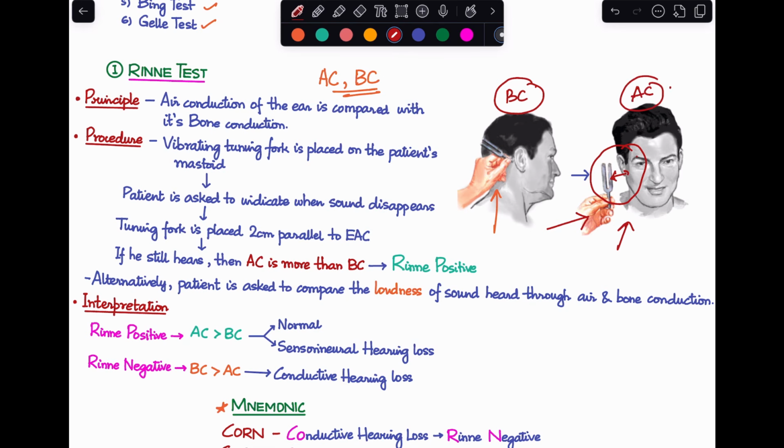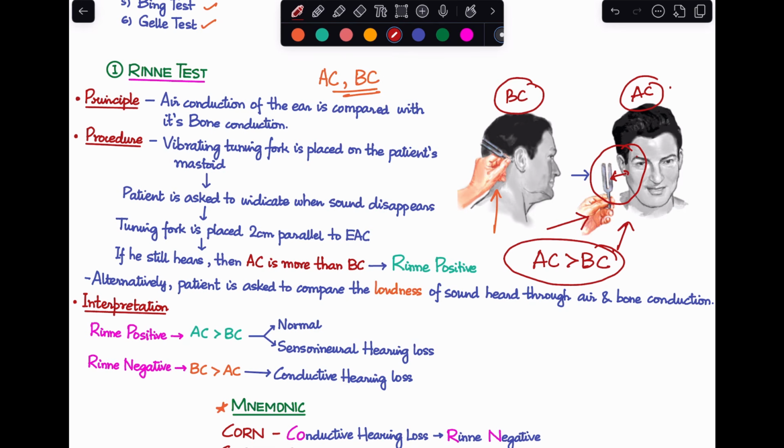Now, if after this the patient tells you that they are still able to hear the sound when you place it in front of the external auditory canal, in that case, the air conduction will be more than the bone conduction. This is one way of testing.